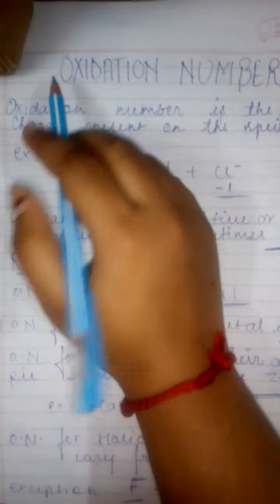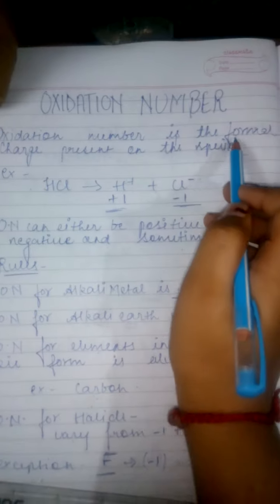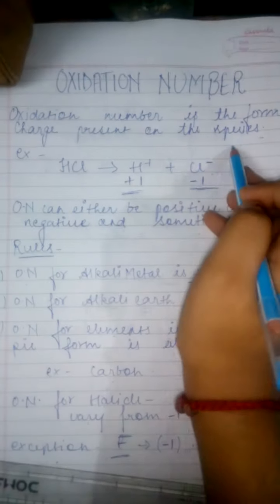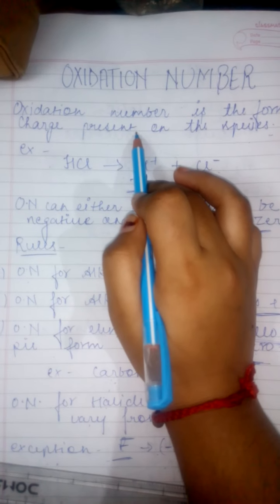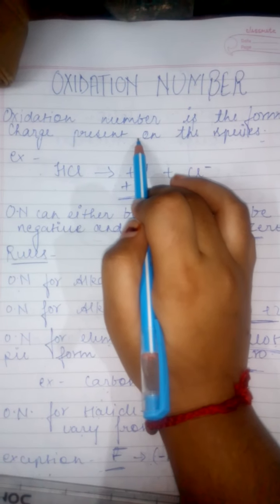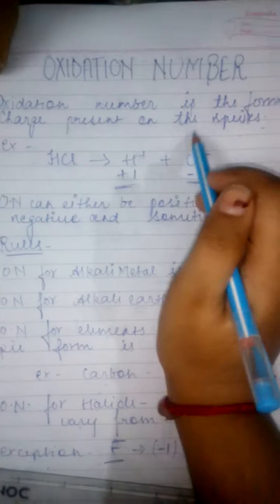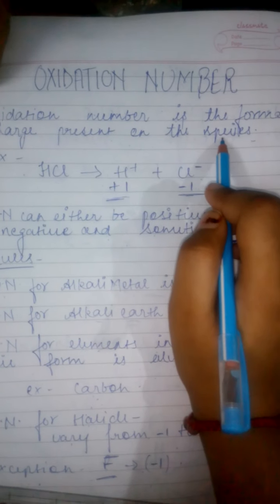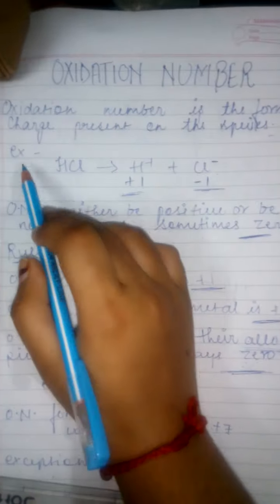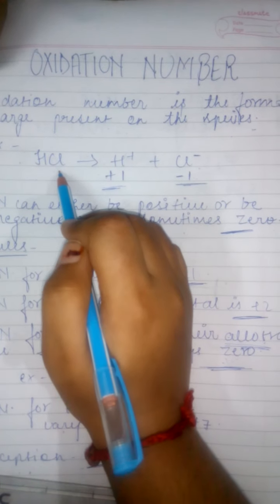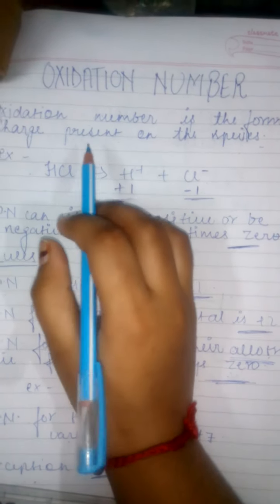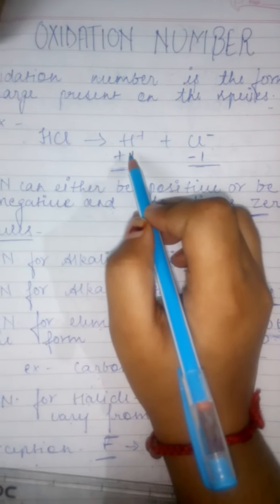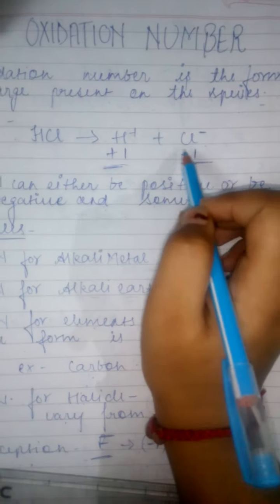So let's start. Oxidation number is the formal charge present on the species, or we can say it is a partial charge present on the atom while displacement. Here species means any kind of compound, substance or element. For example, I am taking HCl. We all know it is hydrochloric acid, a simple acid. When it dissociates, what we get? We get H+ and Cl-.